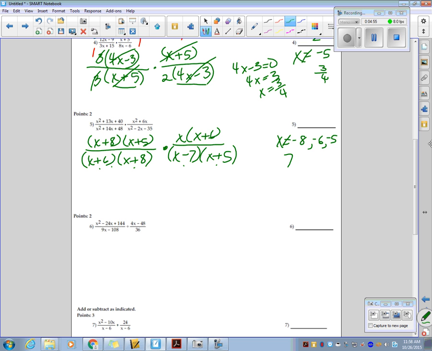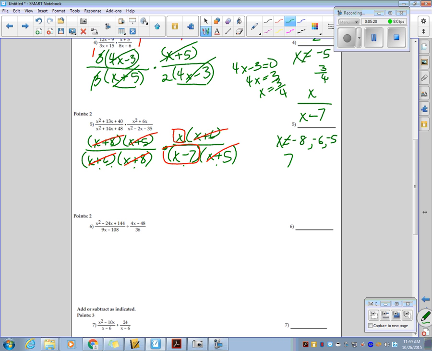So the x plus 8's cancel. The x plus 6's cancel. The x plus 5's cancel. And we have, for number 5, an x left on the top and an x minus 7 left on the bottom. So our answer is x over x minus 7.